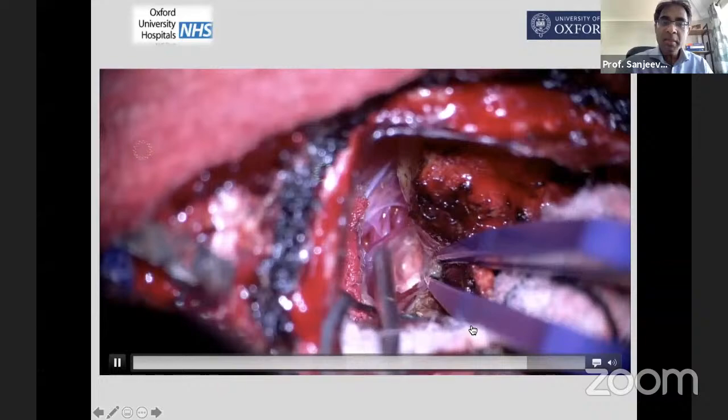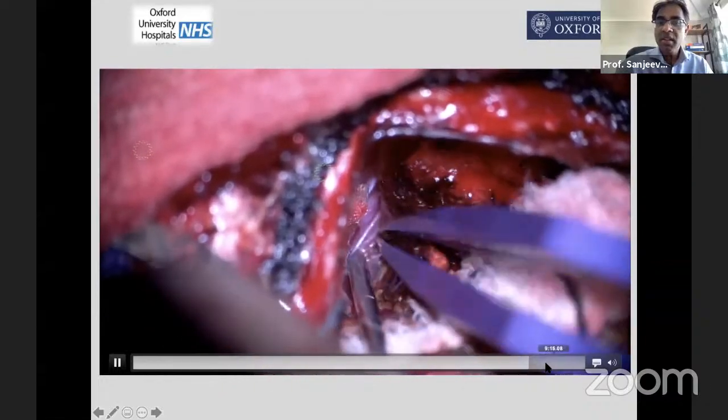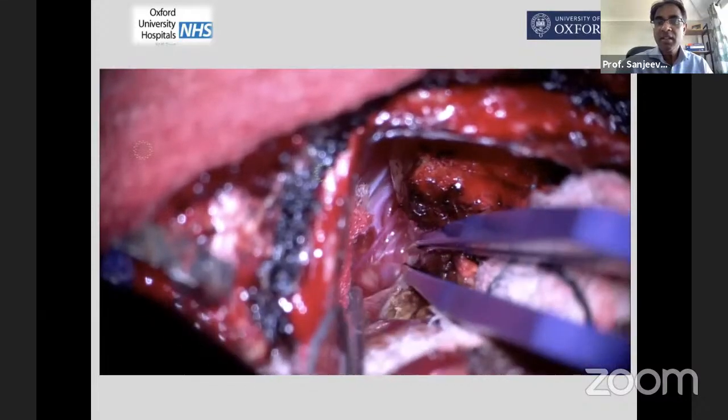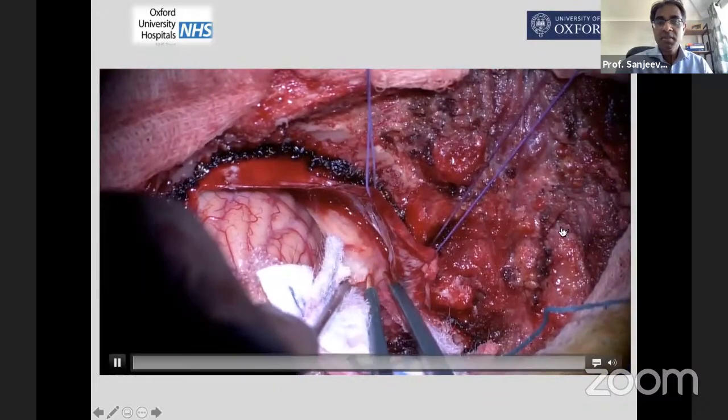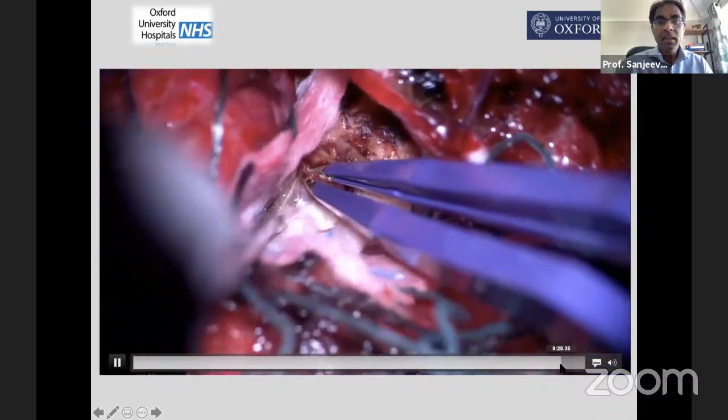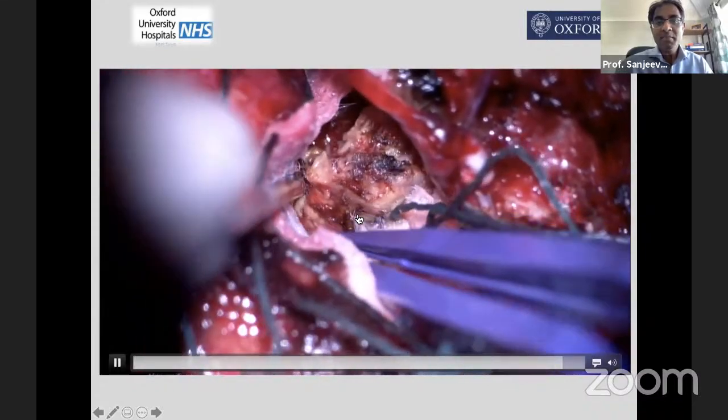So I'll just skip forward. So we're coming down towards the brainstem here. So it's got very nice arachnoid planes. That's 5. Oops, sorry. We're now on the brainstem.